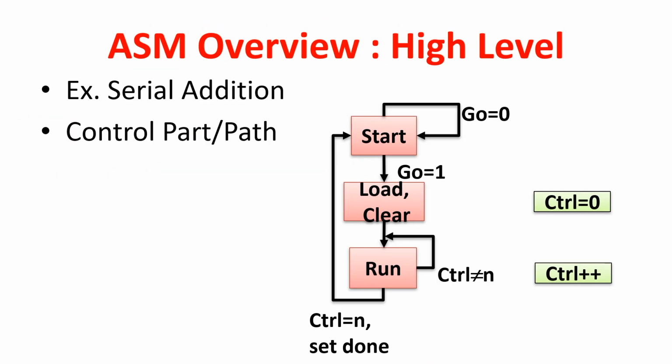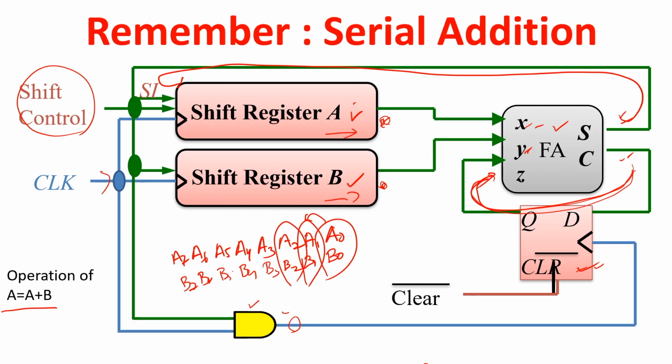So, if you want to design the same thing, the serial addition, then what should be the control part or control path? Ultimately, we are doing it for, suppose, 8 bits. So somehow we need to start CTRL equal to 0, and it needs to go up to CTRL equal to 7, that is, for I equal to 0 to 7. So we need to do it 8 times, and only whenever this circuit gets a go signal, then you should do it.